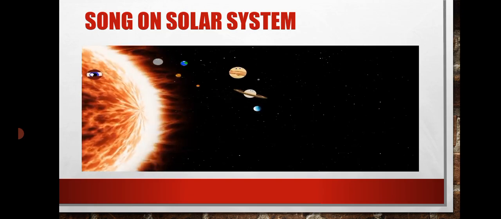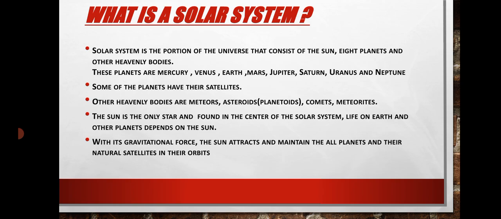Now, let me ask you, when you are asked what is the solar system, what are you going to tell us? A solar system is the portion of the universe that consists of the sun, 8 planets, and other heavenly bodies. These planets are Mercury, Venus, Earth, Mars, Jupiter, Saturn, Uranus, and Neptune. Some of the planets have their own satellites. Not all the planets have their own satellites, only some of them.